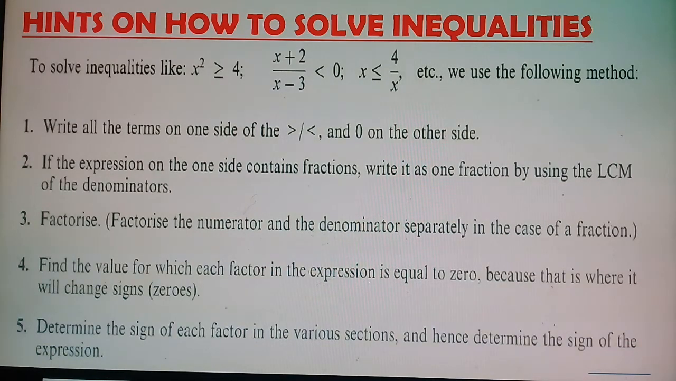Then when we have done all the above, from 1 up to 4, we can then hint number 5: we can determine the sign of each factor in the inequality section, and hence determine the value of the inequalities when you solve the inequality. But the most important thing is rule number 1 up to rule number 5, and this hints on how to approach the inequality sign. I hope it is clear now.